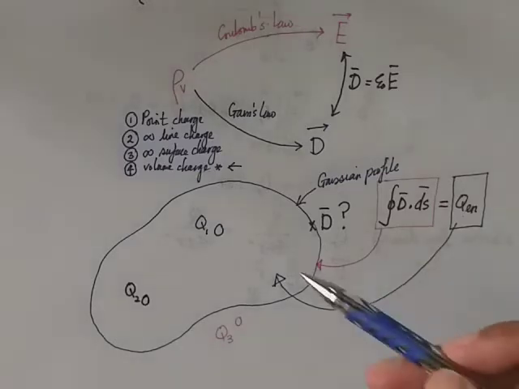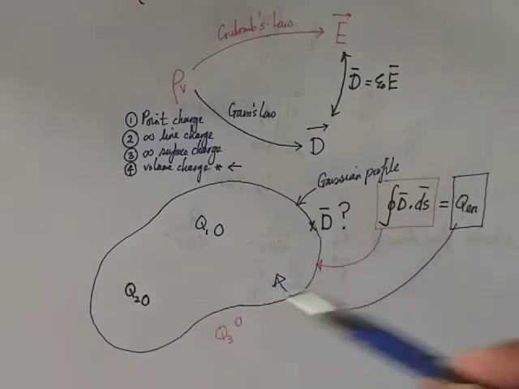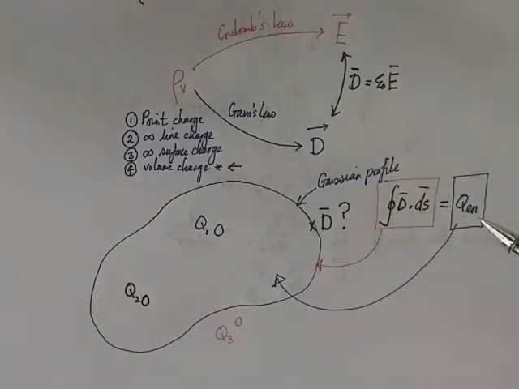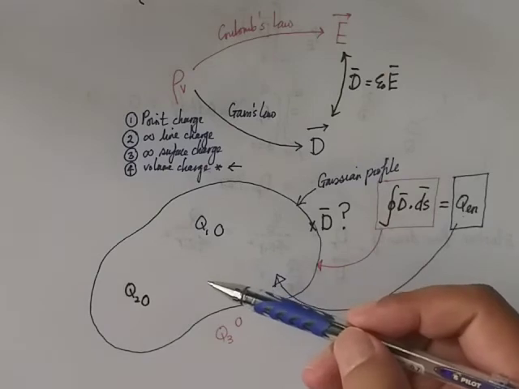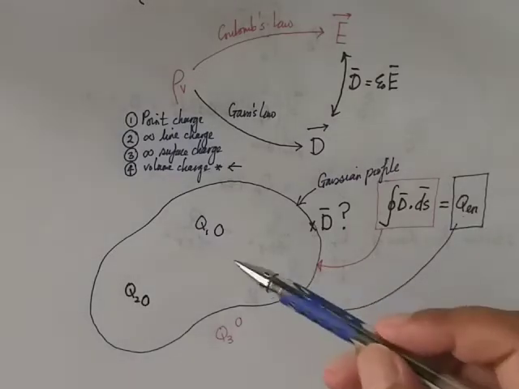Whatever you see, the charge inside this Gaussian profile, you should consider in your calculation. The charge that resides outside this Gaussian profile, we should ignore. That's why "enclosed" means the charge residing inside the Gaussian.